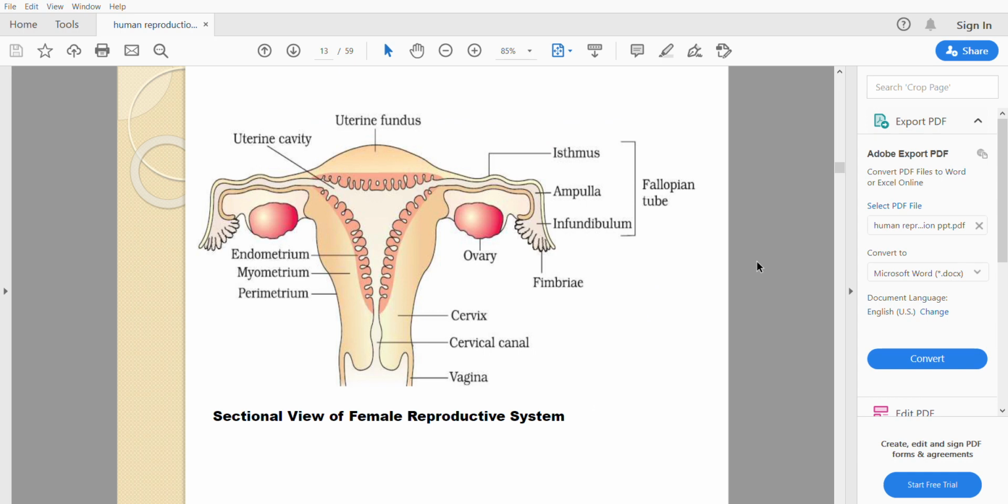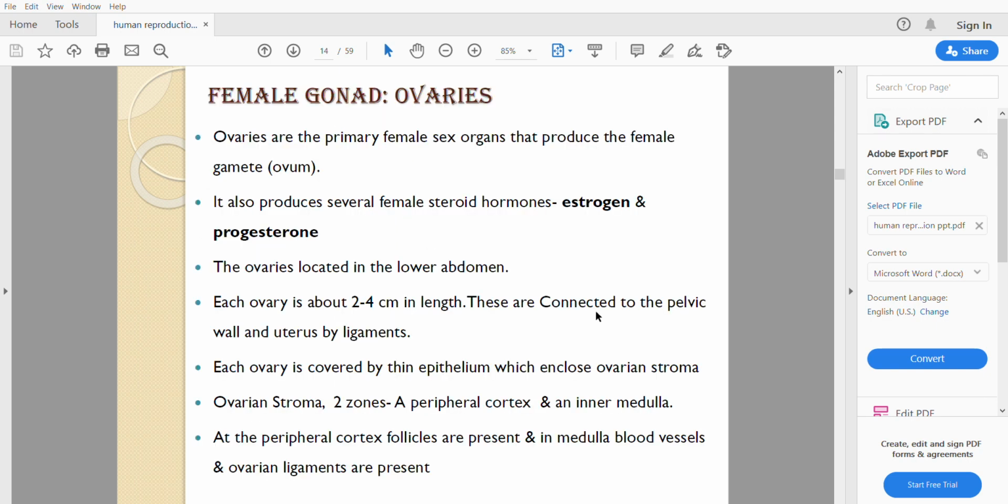You see here, this is the clear sectional view. You can see this is the ovary, and this is the uterine tube or the fallopian tube. This is the uterus, and this one is the cervix portion, and then this is the vagina. Now you want to see each and every part of the female reproductive system.